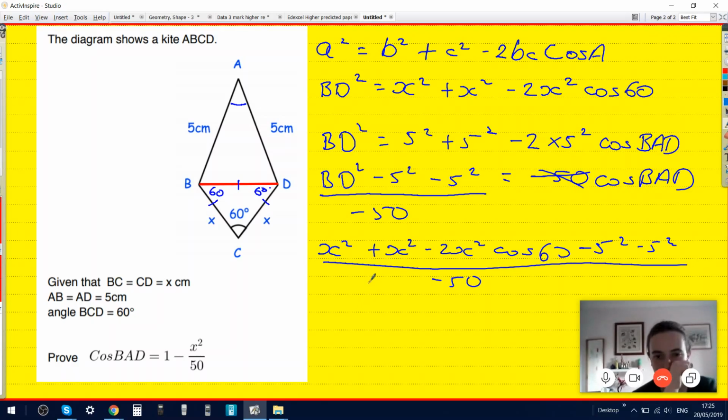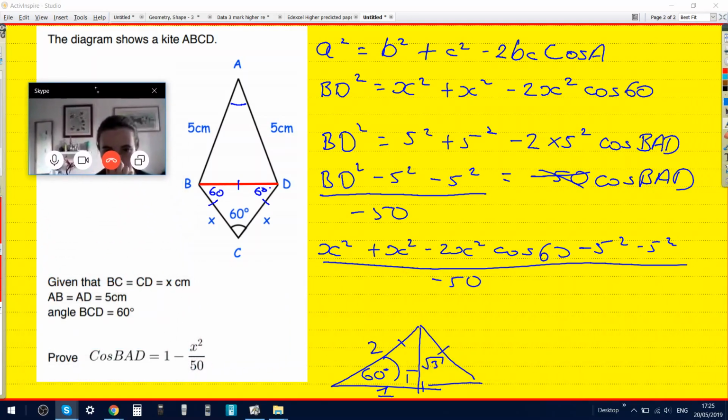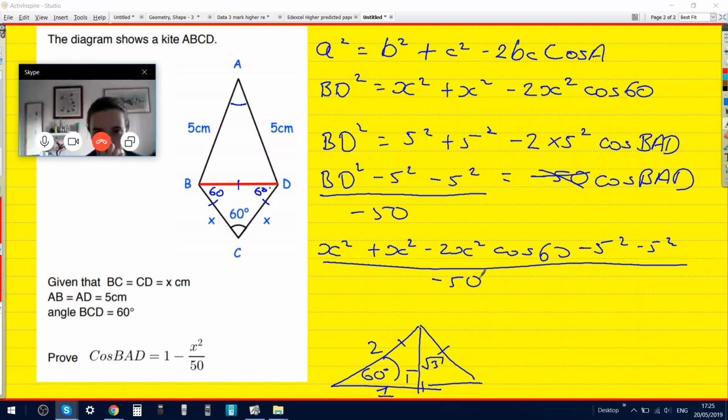Let's see, cos 60. Equilateral triangle. Cut it in half. Each side was 2. Now it's 1. That's root 3. So cos 60 is adjacent over hypotenuse. So cos 60 is a half. Okay. And so simplify everything.